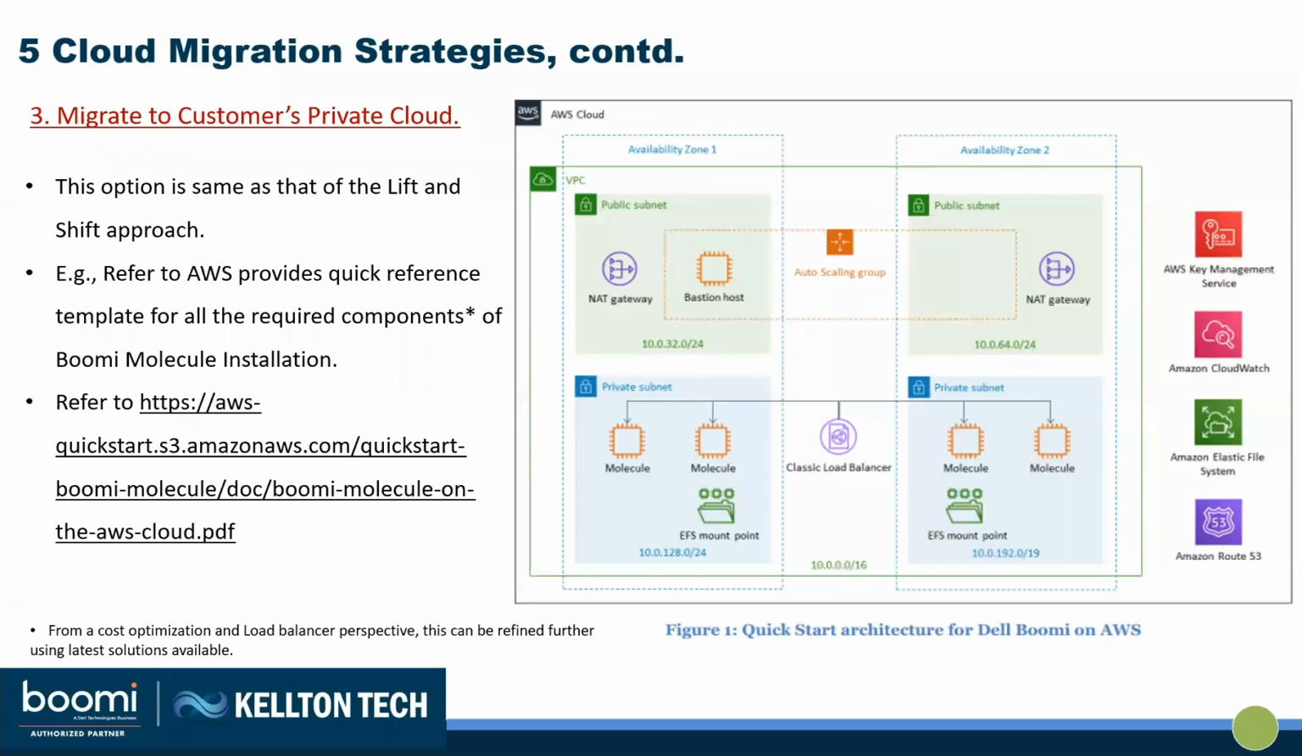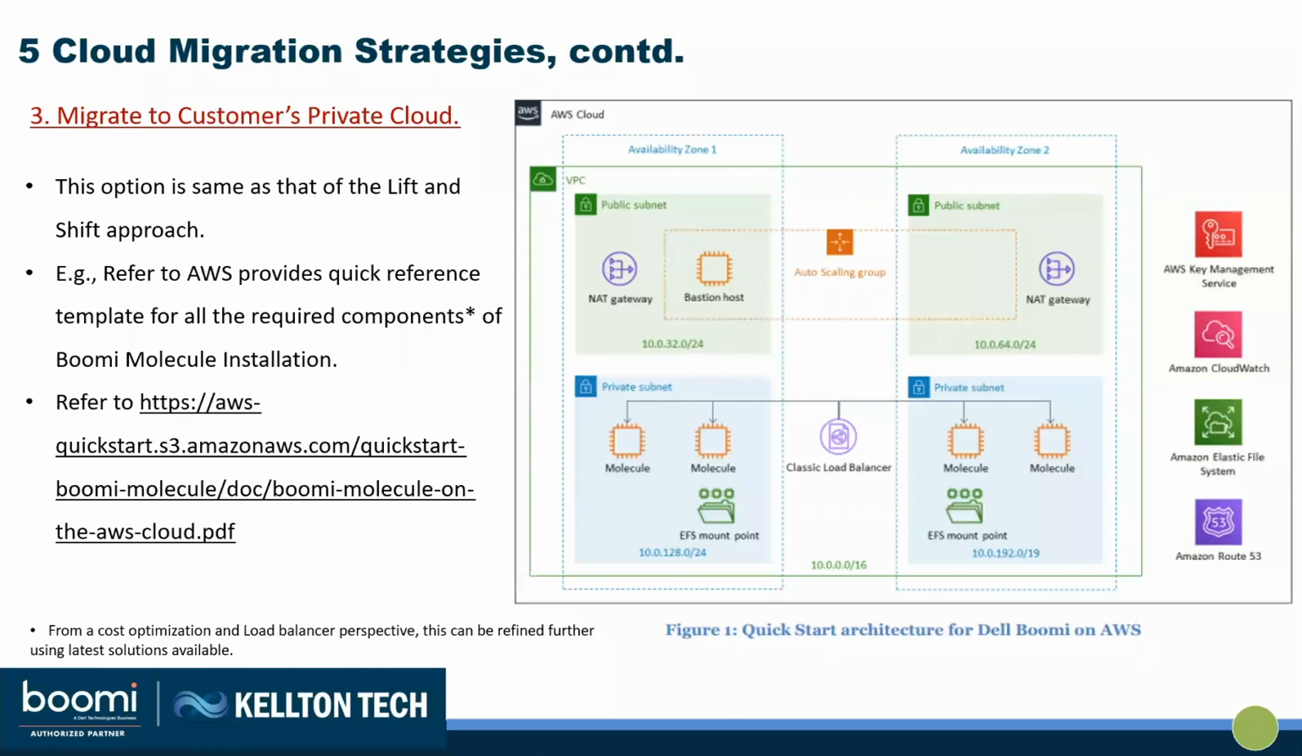The third option we have is migrate to your own private cloud. So you go with a private cloud choice that you have, maybe AWS, Google, or Azure, and have your Boomi Molecule installed over there. And the functionality is again as similar as that of your on-premise installation now. Again, some of the disadvantages could be, we'll be talking about that in a minute.